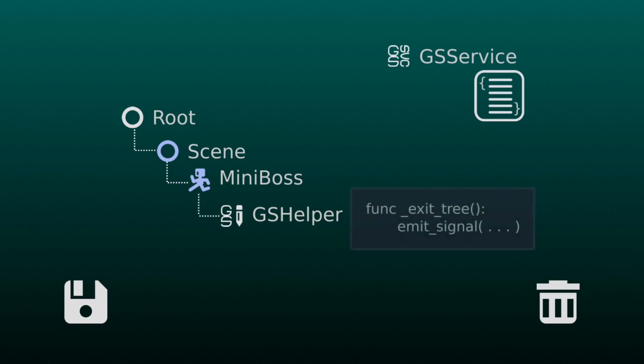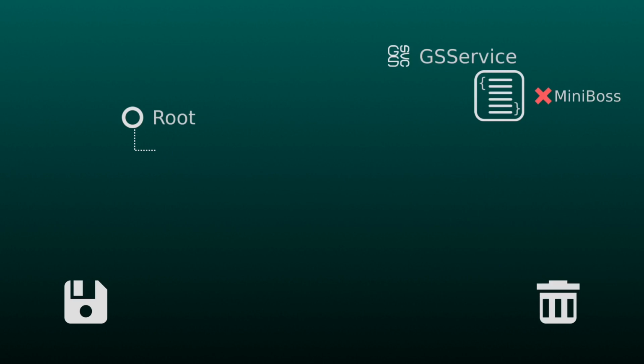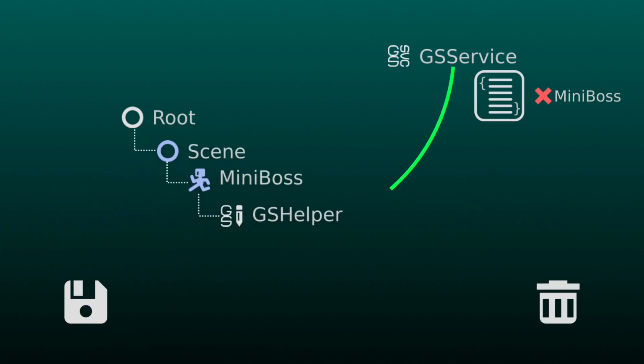To handle this, we have the helper node detect when it's leaving the scene tree. At this point, it emits a signal that the game state service is monitoring. The game state service makes a note about the freed scene in the game state data. Then, when the scene is reloaded, the helper node, seeing the note about being previously freed, frees its parent node again.